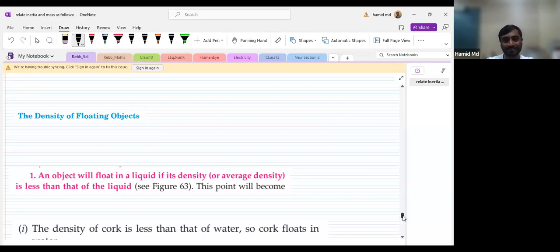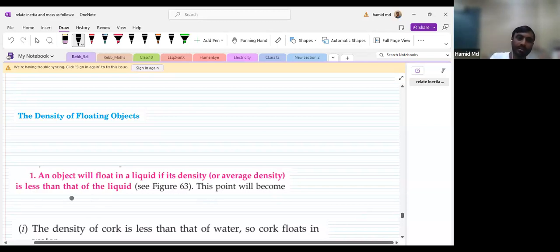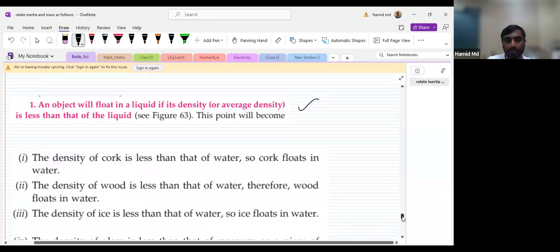Actually, I did that earlier. When I got the concept, I thought it's good to give all the ideas at one point, then we'll do the rest later. So an object will float in a liquid if its density or average density is less than or equal to that of the liquid. Okay, that's simple. So now we have three or four points. You already know it.